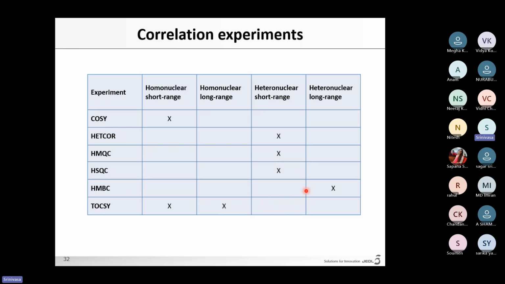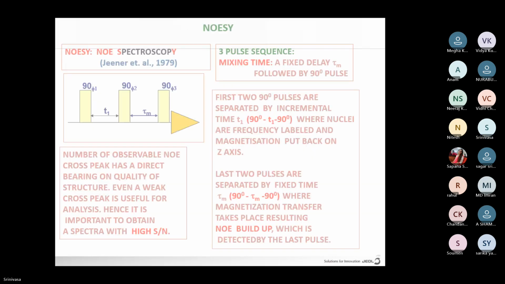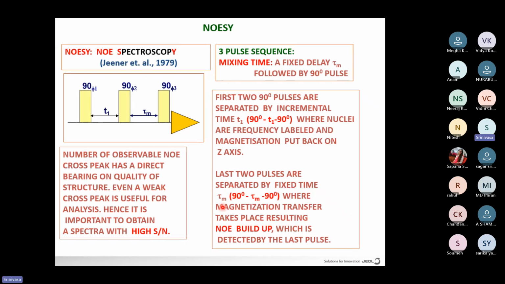HMBC is basically meant for long-range coupling constant measurement or long-range couplings. Still, in HMBC you can see 1 bond correlation also. And there is an experiment called, as I mentioned, low-pass filter. You can remove the 1 bond coupling from your experiment. It's possible. TOCSY is basically a total correlation experiment. You can get the homonuclear correlation and long-range coupling both. Okay, these are the routine experiments.